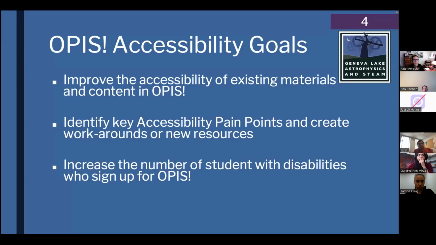So our goals for working on accessibility with OPIS were really just to improve the accessibility of the existing materials in OPIS, identify those key accessibility pain points, so where it is really problematic, and look at workarounds for them. And then increase the number of students with disabilities who are signing up to take OPIS. And that last goal, we're in year 3 here, and we've so far failed to do that.